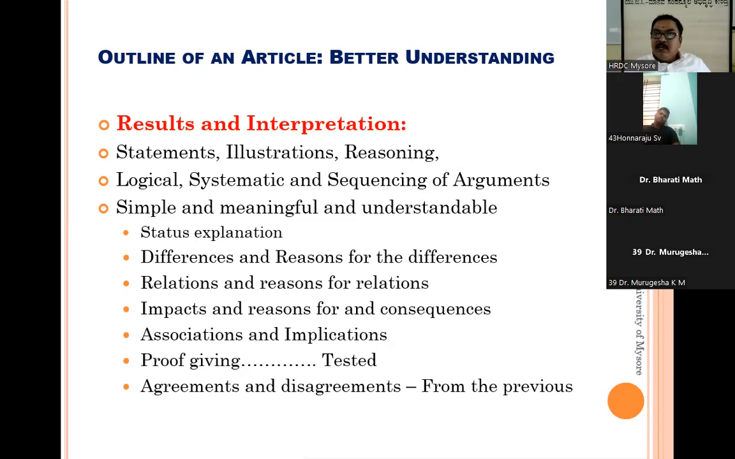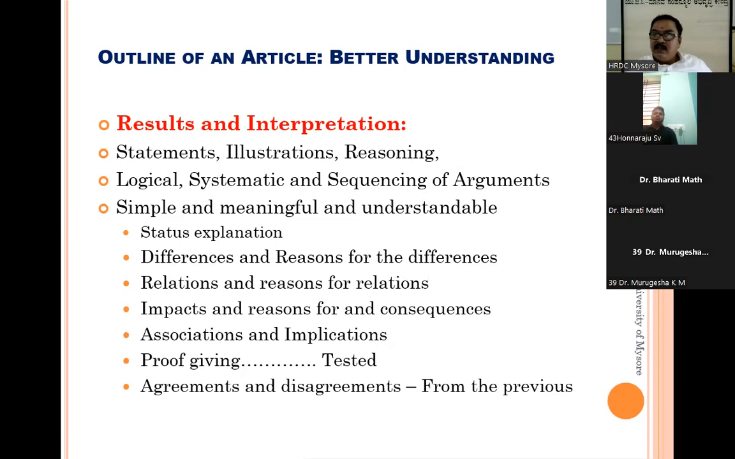So therefore, as much as possible, try to write in a very simple, straightforward manner. Whether you are explaining the status, use only descriptive statistics, in the form of statements. If you are talking about the differences, the difference in income, consumption, education, health status, whatever you write, whenever you talk about differences, you have to provide the reasons for that. And whether the difference is really a difference, you have to test and prove.